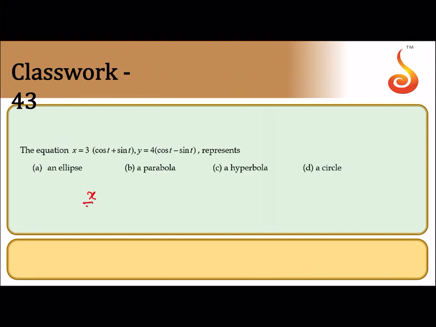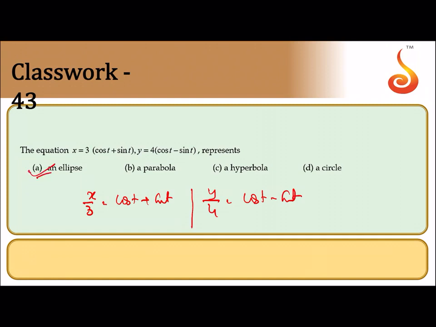So option B is correct. 43. This equation we can solve by eliminating t. You can write this as x by 3 is equal to cos t plus sin t, and this one, y by 4, equal to cos t minus sin t. Squaring and adding, we get a hyperbola.